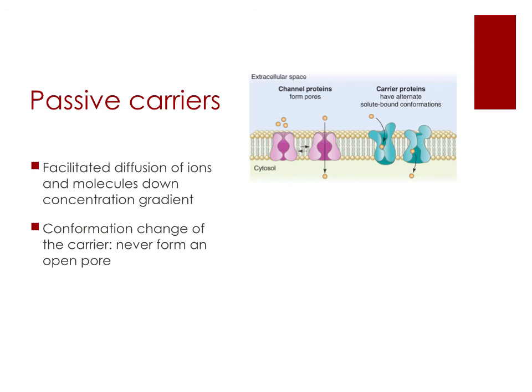The passive carriers, or facilitated diffusion carriers, will allow the diffusion of ions and other small molecules down their concentration gradient again, but in contrast to the channels, they will never form a pore or a continuous opening between the outside and the inside like we just saw with the channel. So here is represented a channel. You see that it creates a continuous opening between the outside and the inside. In the case of carriers, it is not like that.